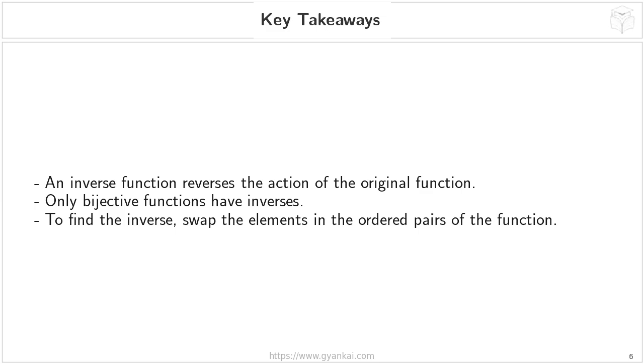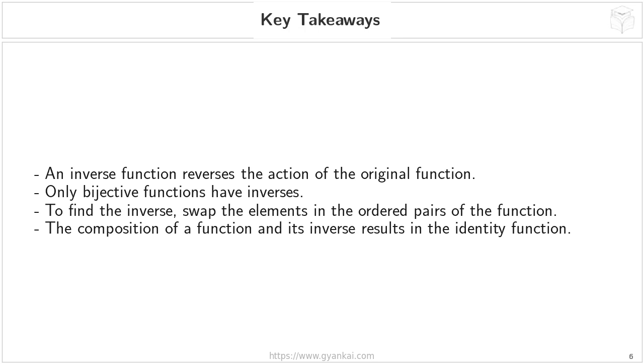Now, how do we find an inverse? Well, when we're working with functions defined by sets of ordered pairs, the process is quite straightforward. To find the inverse, we simply swap the elements within each ordered pair. So, if the original function has an ordered pair of the form (x, y), the inverse will have the ordered pair (y, x). We're essentially reversing the input and output.